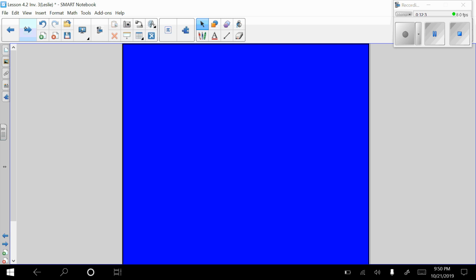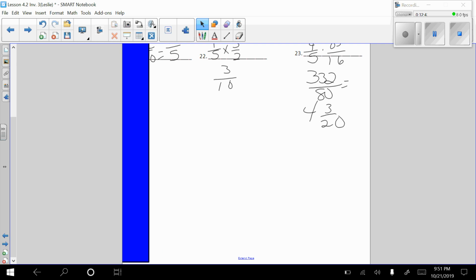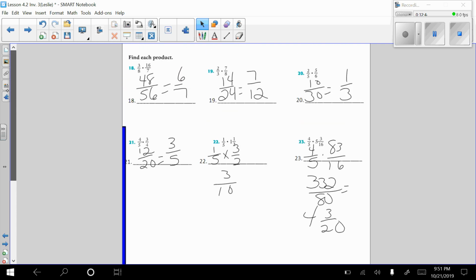All right, on the next page, there are some more practices for you. If you're still struggling, give them a try. Try to at least do half and then come back and double check. Again, here are your answers. Double check your answers with mine and see how you did.